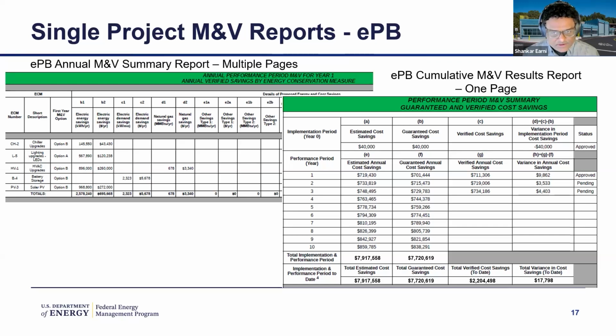In addition to that annual report, it also shows where you are in terms of the overall project. This is a version of Schedule 1. You have estimated cost savings and guaranteed cost savings. In addition, you have this new column that shows the actual verified savings. Then you can compute the variance between what was guaranteed versus what was realized. That way you know whether the project is performing up to par or not.